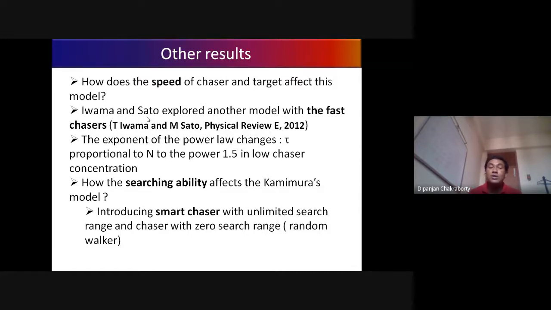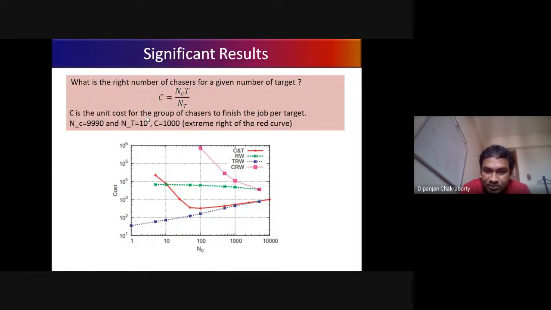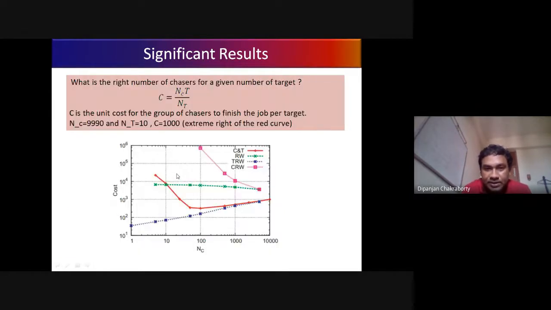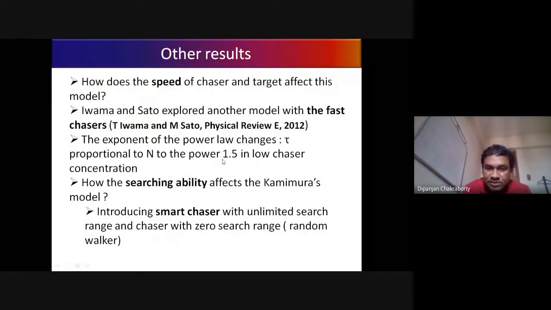However, the power law changes in the low chaser concentration. So in Sato's work, it is basically the same work on a lattice, but with some fast chasers introduced. Then the scaling is changed. Basically, in the low chaser concentration, the scaling is changed. However, in the high chaser concentration, there is no change of scaling. So this 1.5 is the exponent in the low chaser concentration. However, at the higher concentration, it will not change.